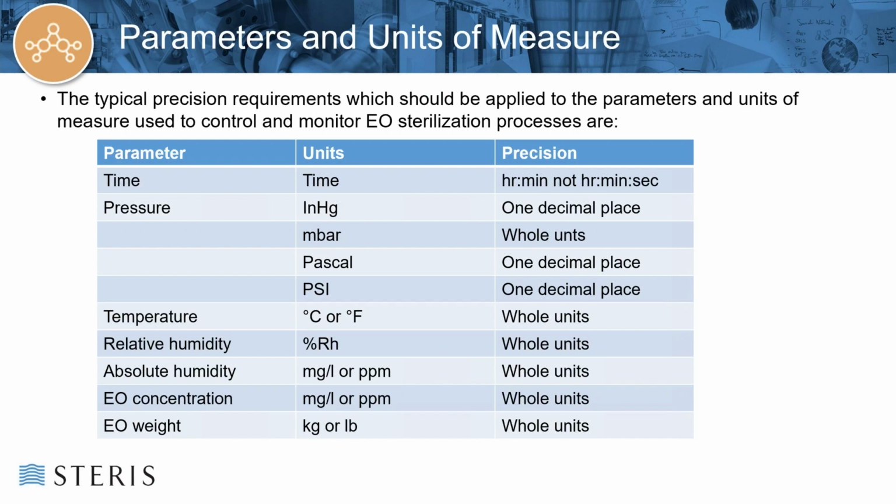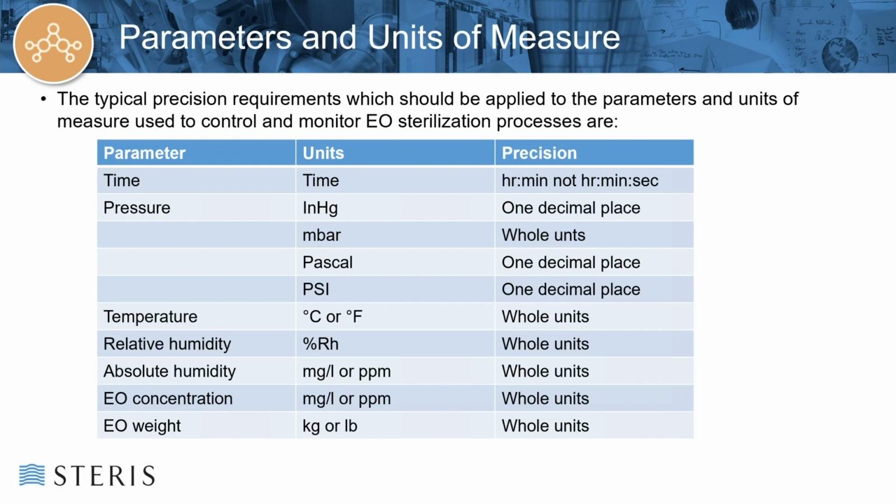Pressure, it depends on the type of unit you're measuring with. If you're doing inches of mercury, then 1 decimal place is sufficient. If you're using millibar, you want whole units. Pascals, 1 decimal place, and PSI, 1 decimal place. We'll talk about the instrumentation, the pressure transducers in just a moment as an example to understand how all that comes into play with 1 decimal place versus whole units.